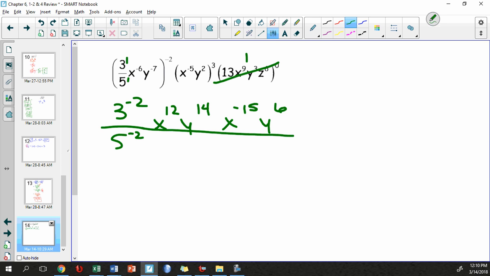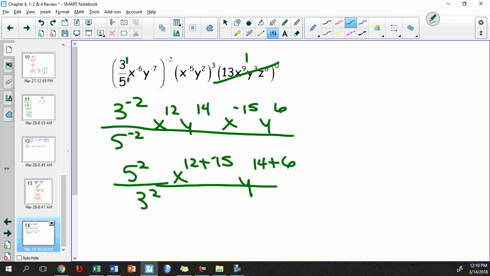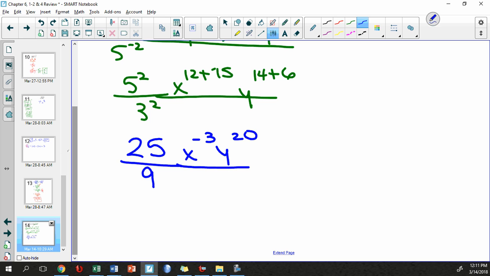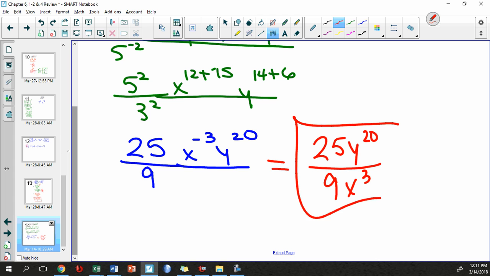3 to the negative 2 is going to go where? Bottom. 5 to the negative 2 goes where? Top. Add the exponents here. Add the exponents there. And extend. What is 5 squared? 25. 3 squared is 9. X to the negative 3. Y to the 20th. Extend. What stays and what goes? 25 stays, y to the 20th stays, 9 stays, and the x cubed goes to the bottom.